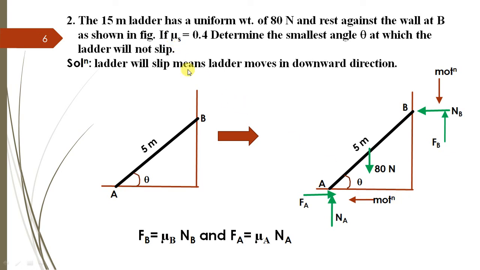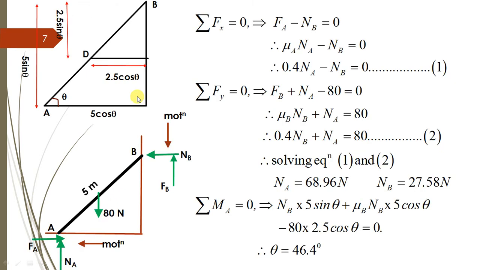The length of the ladder is 5 meter. Okay, please make the correction, that is not 15, it is 5 meter. So then apply the condition of equilibrium. First, draw the free body diagram.